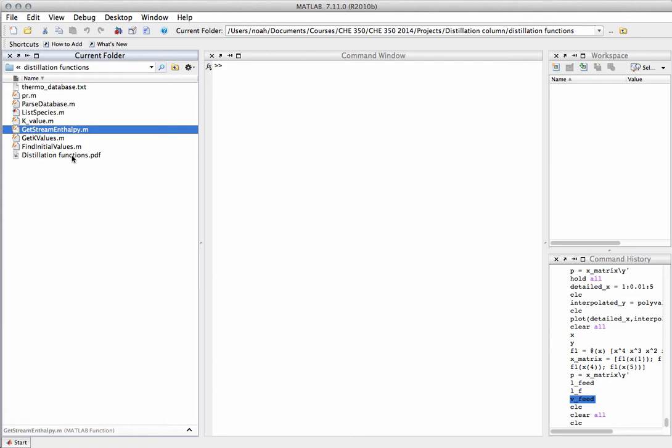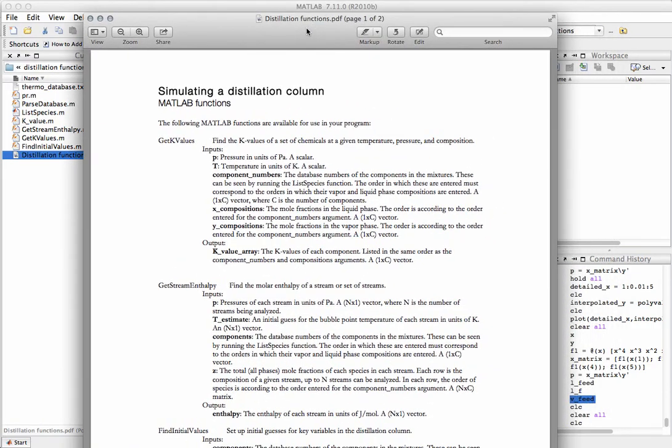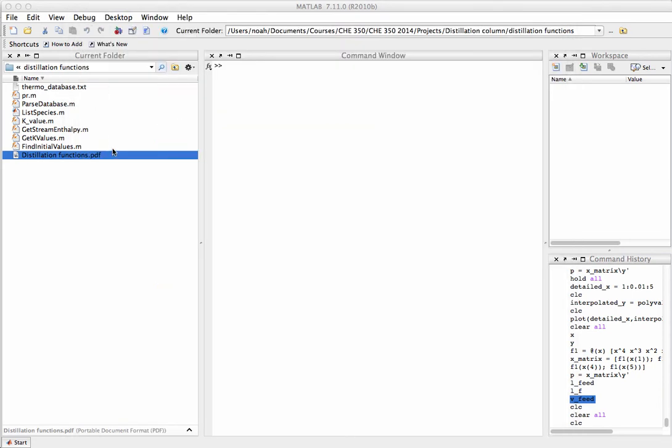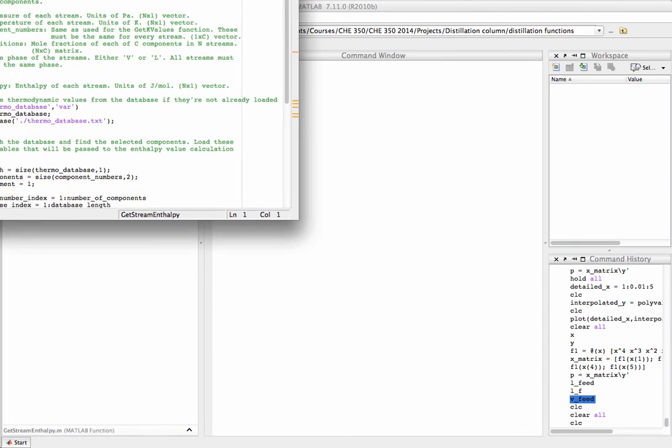Detailed descriptions of the functions can be found in this PDF, distillationfunctions.pdf. I'm not going to go through it in detail now. You will download it and you can read it. Basically, I've described the input and the output of each of the functions.